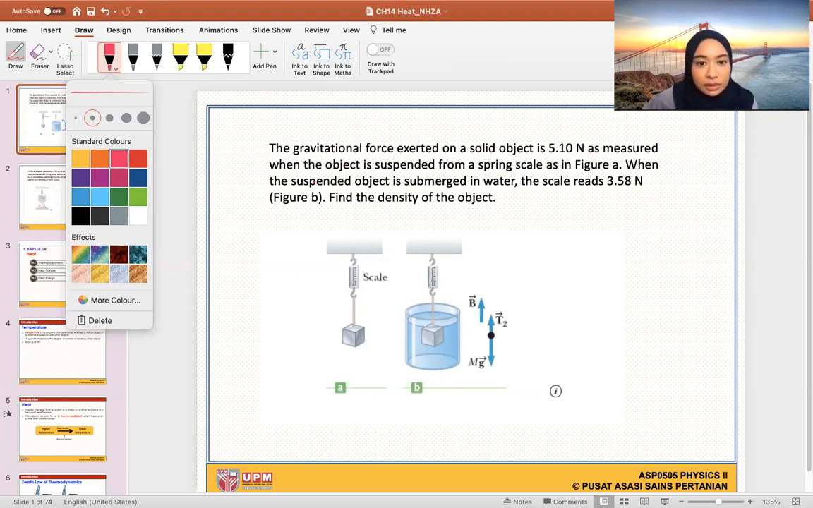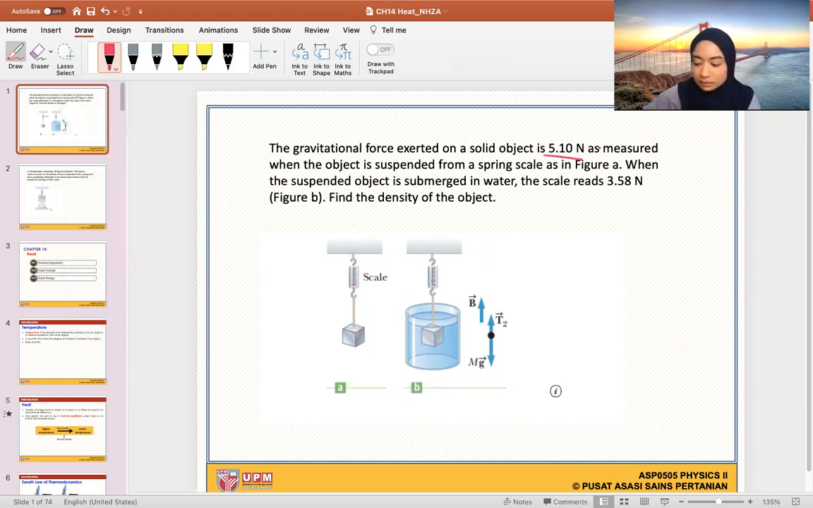As measured when the object is suspended from a spring scale, as in figure A. So this is the spring scale. So at first, it is 5.1 Newton, right? It is 5.1 Newton. What is the scale detecting? It is detecting this mg, which is equal to 5.1 Newton.